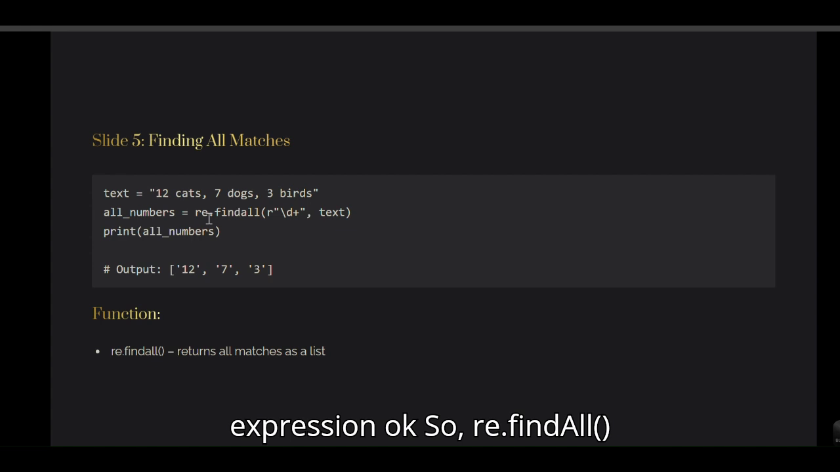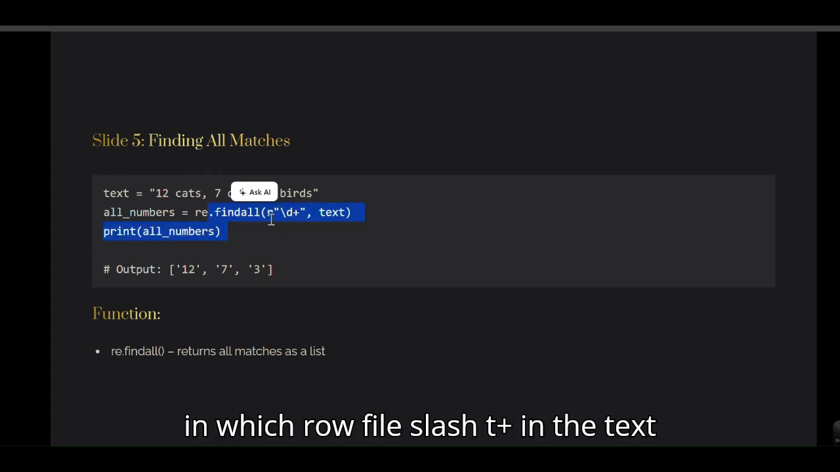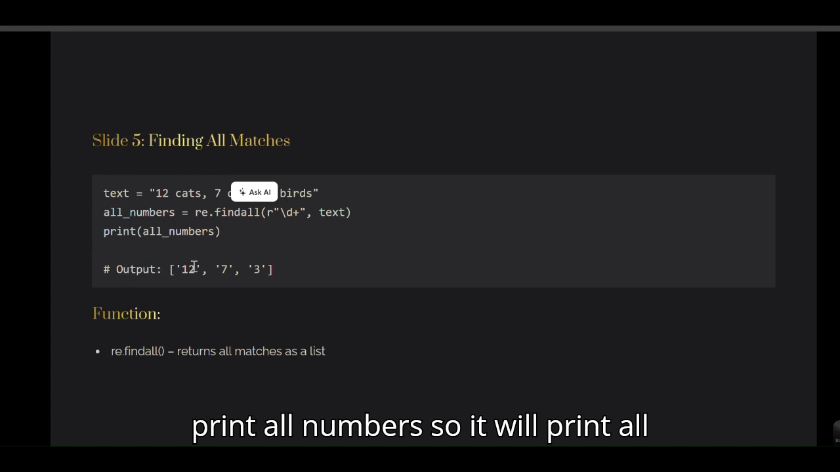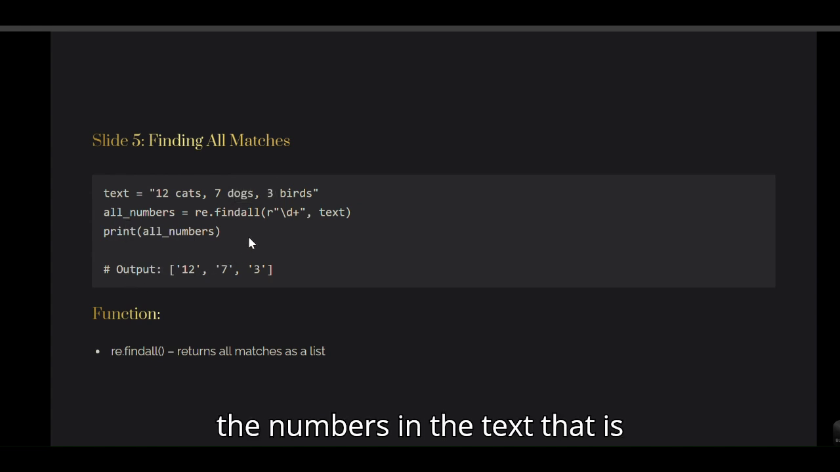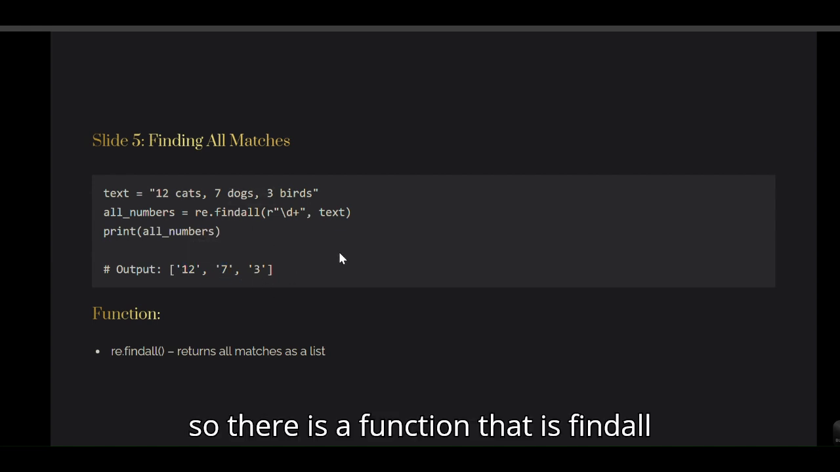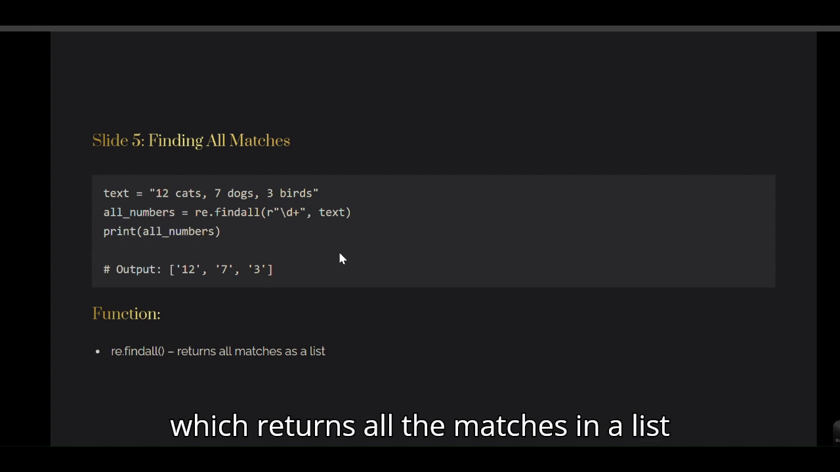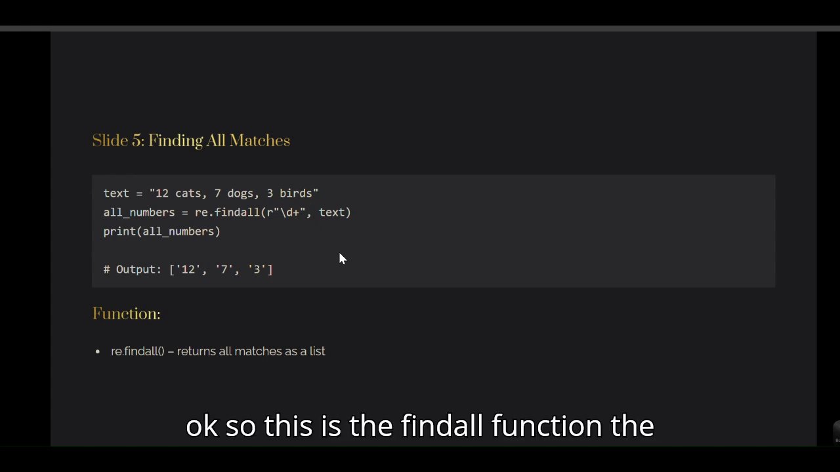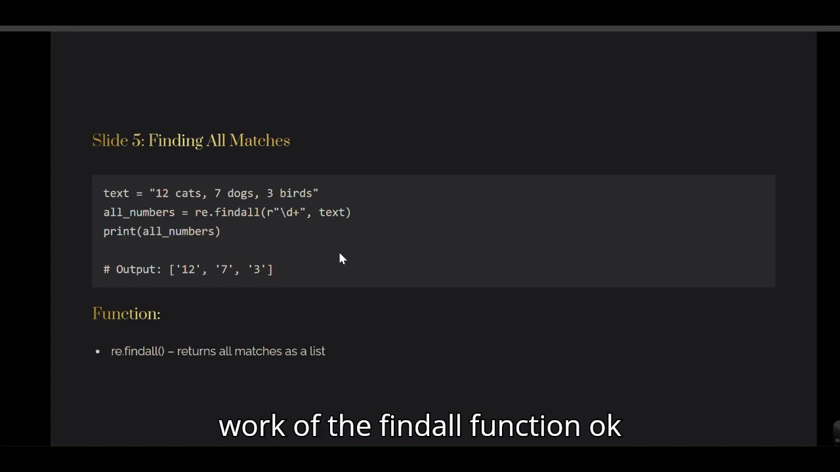Okay, so re.findall, with a raw string r'\d+', finds in the text and prints all numbers. So it will print all the numbers in the text, that is 12, 7, and 3. There is a function, findall, which returns all the matches in a list. Okay, so this is the work of the findall function. Let's move to the next slide.